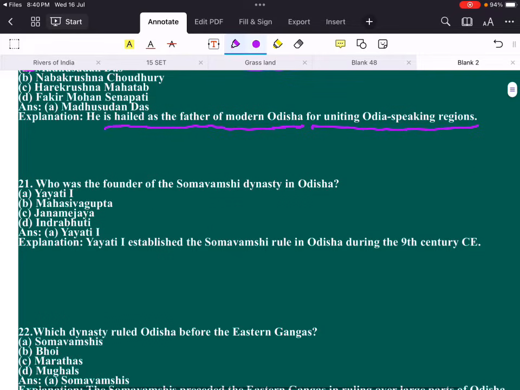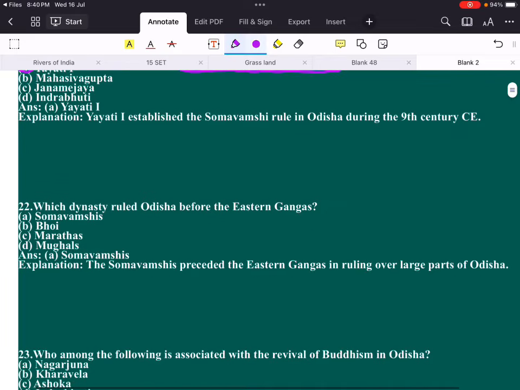Question number 21. Who was the founder of Somavamshi dynasty in Odisha? That is Yayati I. Option A. Which dynasty ruled Odisha before the Eastern Ganga? That is Somavamshis. Option A.